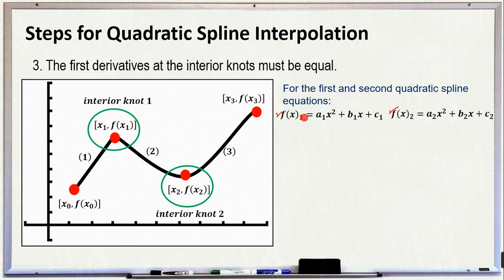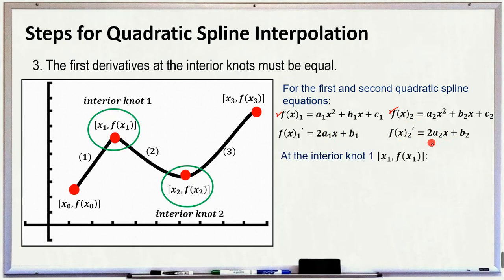Now let's take the first derivative of each of these equations. So for the first quadratic spline, we have f prime of x is equal to 2a sub 1 x plus b1. And for the second quadratic spline, we have f prime of x is equal to 2a sub 2 x plus b2. So at the interior knot number 1, whose coordinates are x1 and f of x1, they have the same value for its derivative for both the first and second quadratic spline. So therefore, we're going to equate these two.